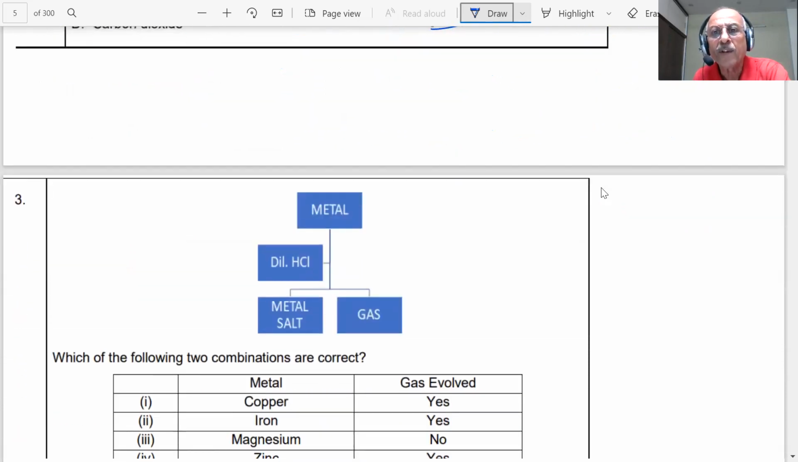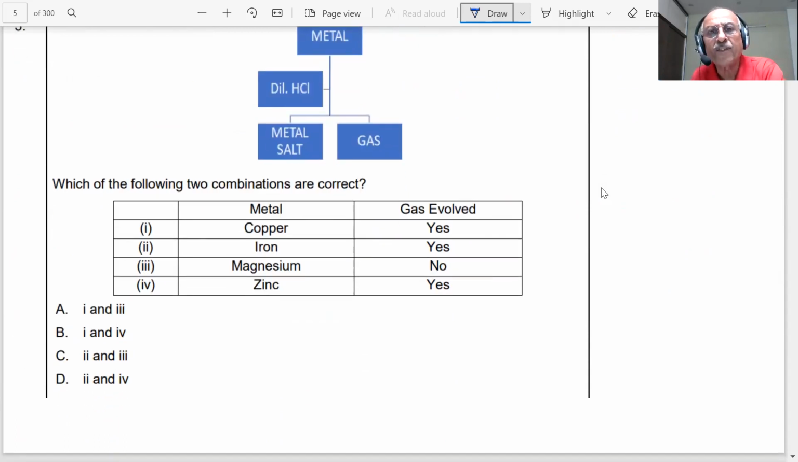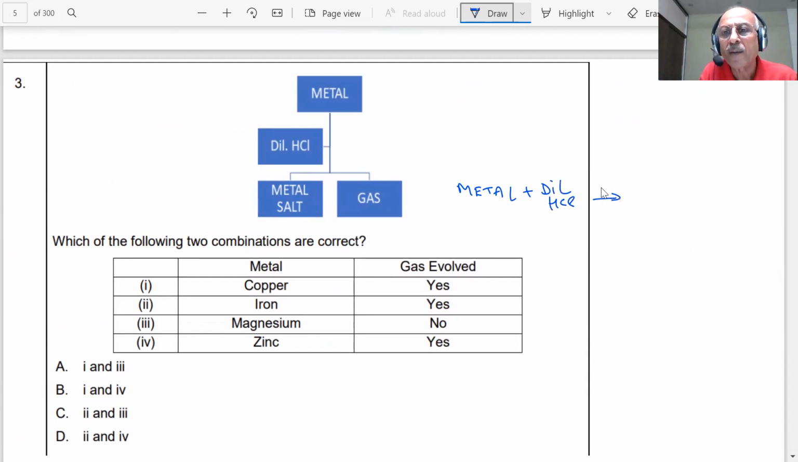All right. We are coming to the next question, students. Try to see what it says. Pay attention, student. Keep yourself focused on the questions. Metal plus dilute HCl gives metal salt and gas. What is the reaction? You have a metal plus dilute HCl, and you get a metal salt plus a gas, student.